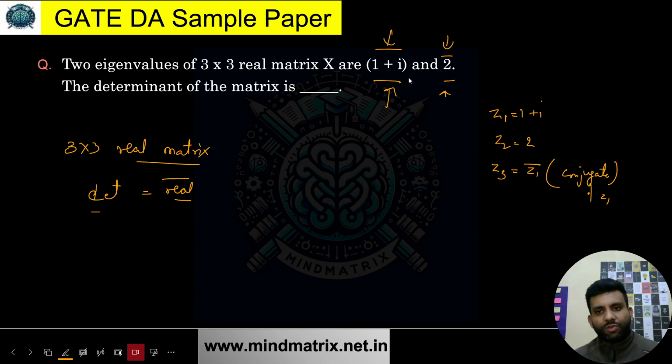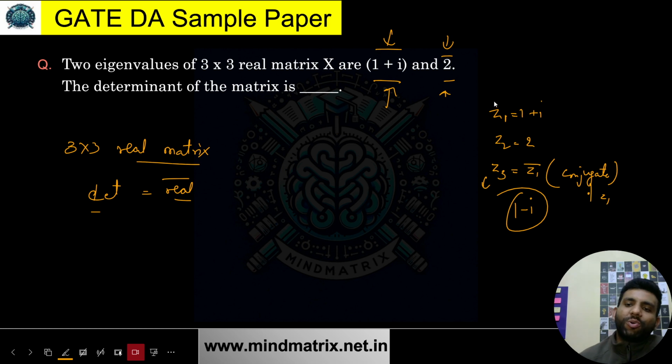So if this is 1 plus iota, then what should be the third root I must be having? That is going to be 1 minus iota. Okay, 1 minus iota. Now I know all the three eigenvalues. What is going to be the determinant? It is going to be 1 plus iota, 1 minus iota. Determinant is the product of eigenvalues only, into 2.